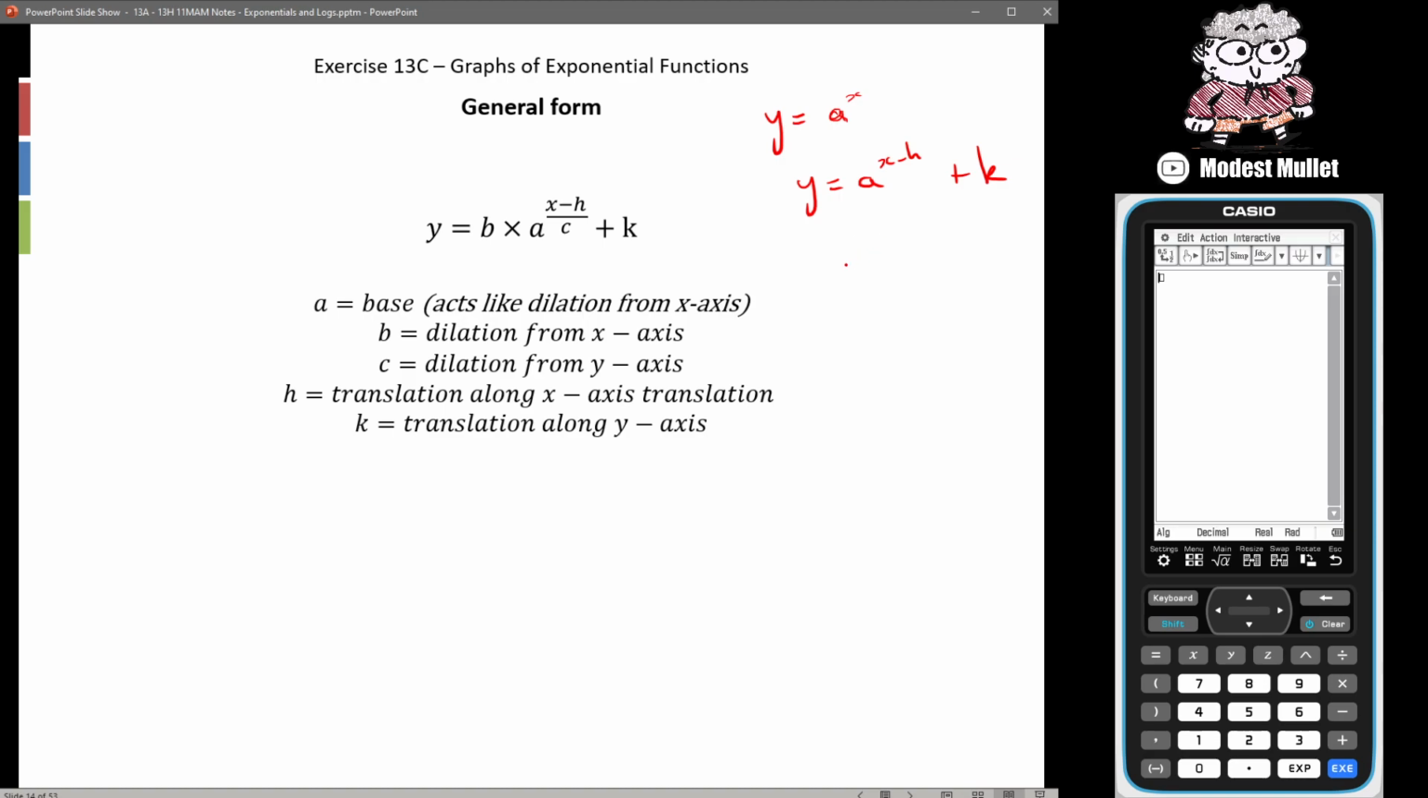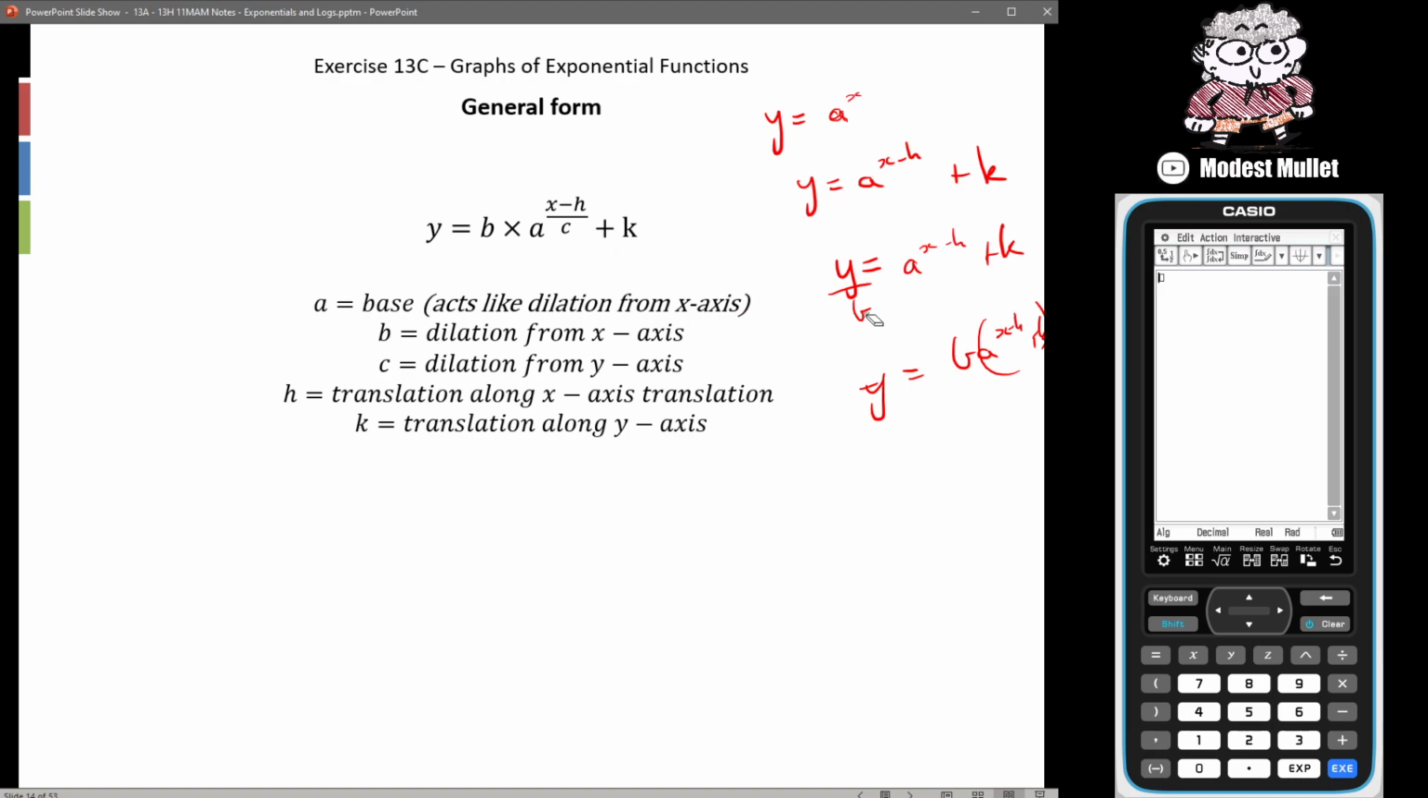Now we just need to add on our dilations. So if we dilate from the x-axis, it would be like replacing y with y on b. If you remember transformations, replacements, dilate from the x-axis, it's affecting the y-coordinate, so you replace y with y on b, which is the dilation factor. We get a to the x minus h plus k, which is the same as y is equal to b times a to the x minus h, plus k. All in brackets.